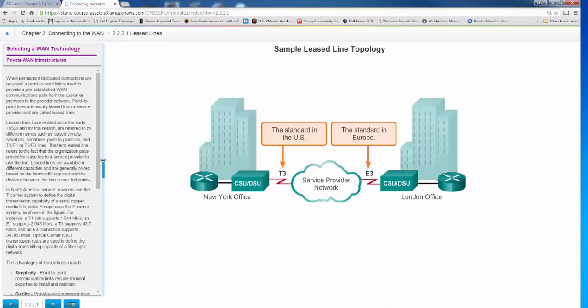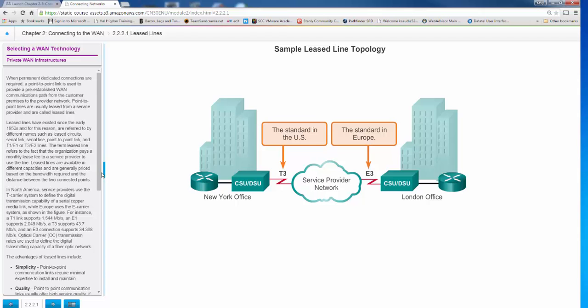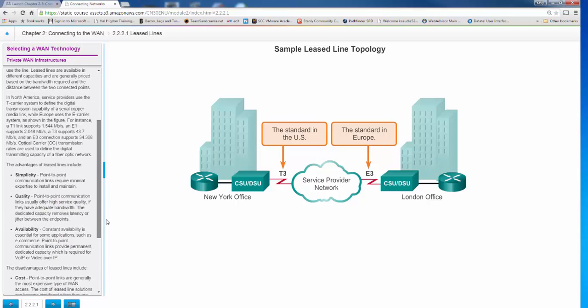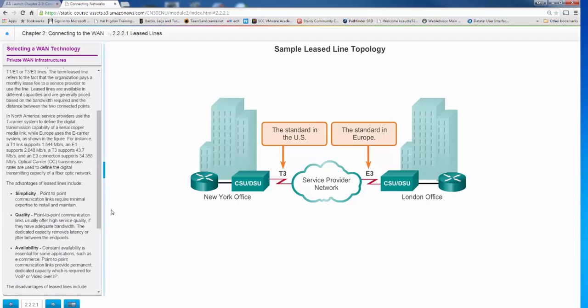So here we have leased lines. Again, in the United States, one of the most common leased lines is a T1, which supports 1.544 megabits per second. E1 is 2.048. T3 is 43.7, which is 44. E3 is actually less, so I missed that. Sorry about that. It is 34.68.